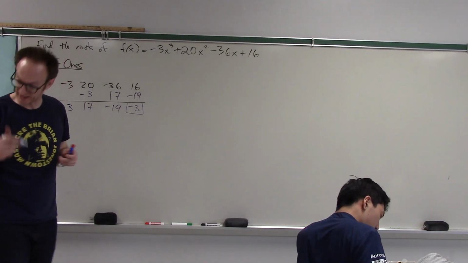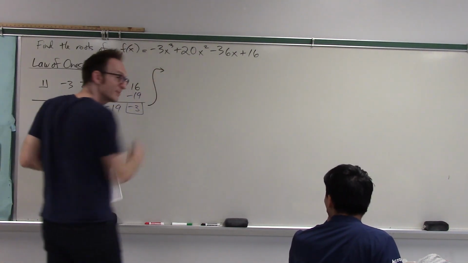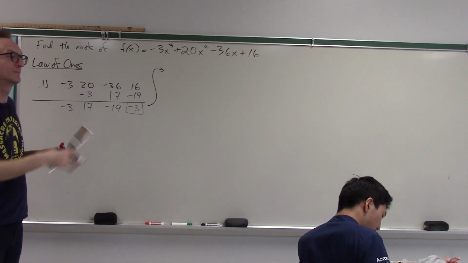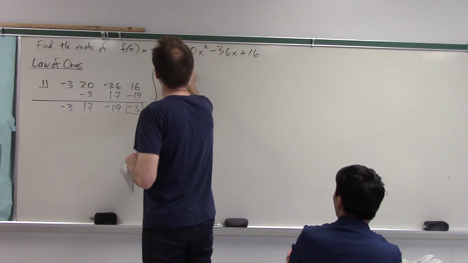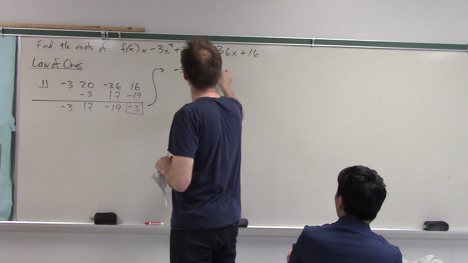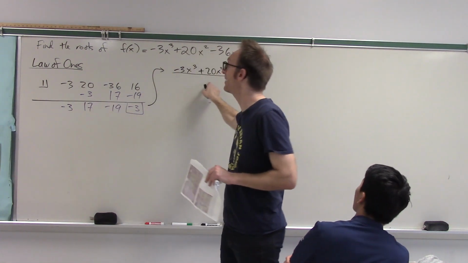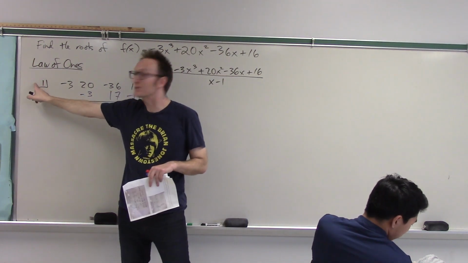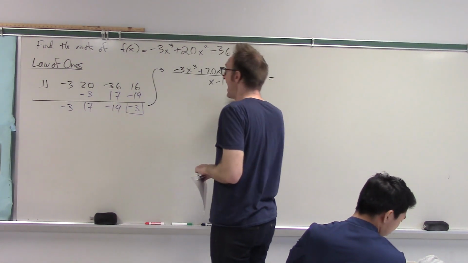Okay, and specifically, what really happened, well, if you completely 100% trust the last 20 minutes of this class, then you know that synthetic division is just polynomial long division. And so what really happened over here in a very condensed form is we took negative 3x cubed plus 20x squared minus 36x plus 16, we took that cubic, and we divided it by x minus 1. Remember, when we put a 1 here, that really means we're dividing through by x minus 1. Everybody with me?